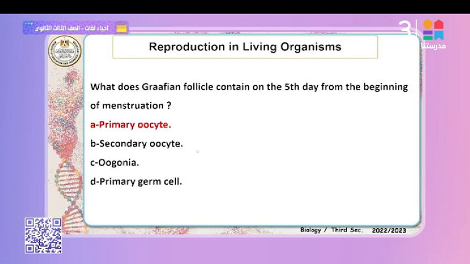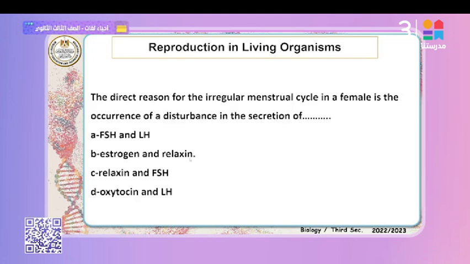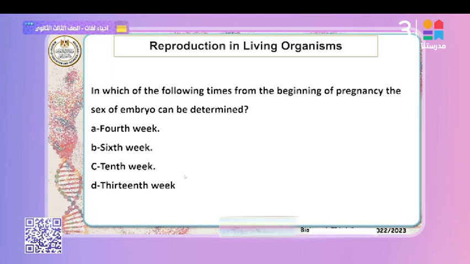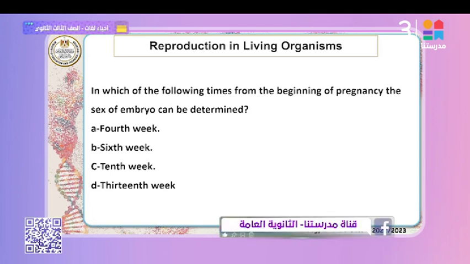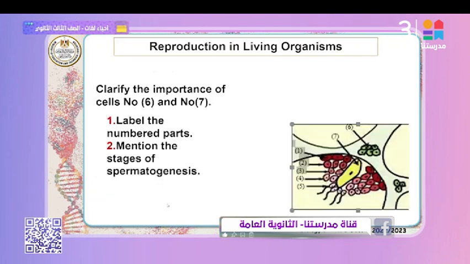Finally, these questions. The direct reason for irregular menstrual cycles in females is the occurrence of disturbances in the secretions of FSH and LH hormones. Why? Because this is related to the follicle stimulating hormone. At which of the following times from the beginning of pregnancy can the sex of the embryo be determined? After the 13th week, males. After 6 weeks, females. After 3 weeks, the best answer is D. That's right.